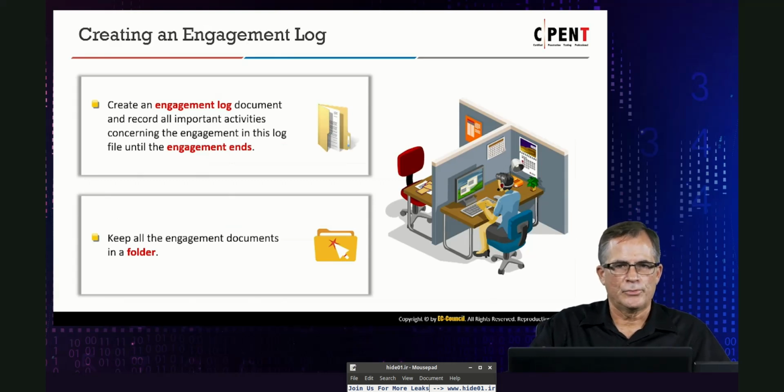Create the engagement log. Document everything that's taken place. Every team member, what they do, where they did it, all that information goes inside the engagement documents in a folder, right? Different types of things.